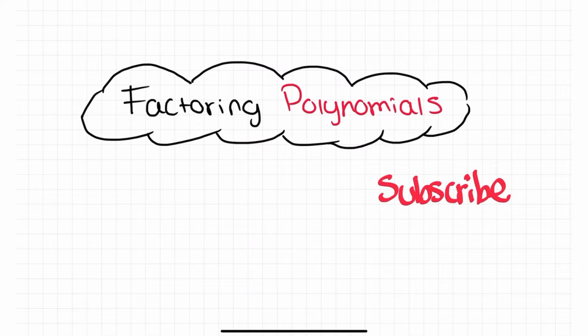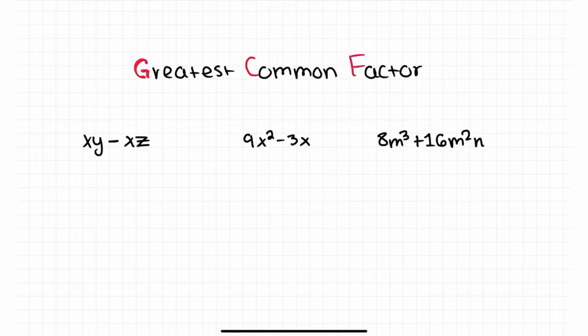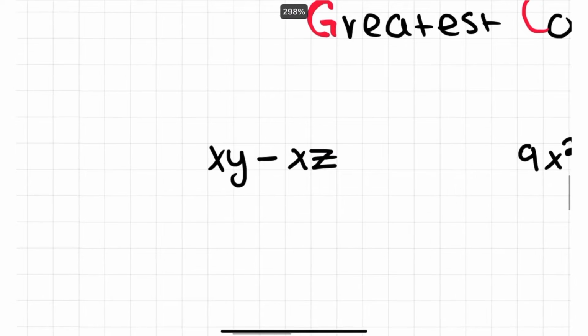But let's start first with what is the greatest common factor? So basically the greatest common factor is the number or variable that two or more terms have in common. For example, let's see what I mean on the first example to our left.